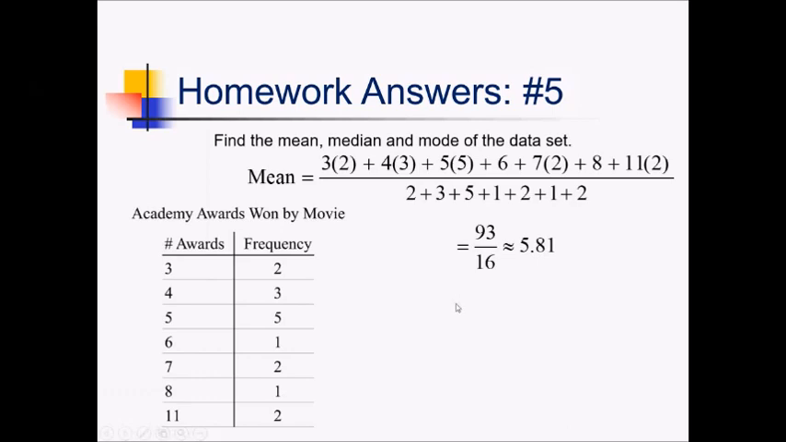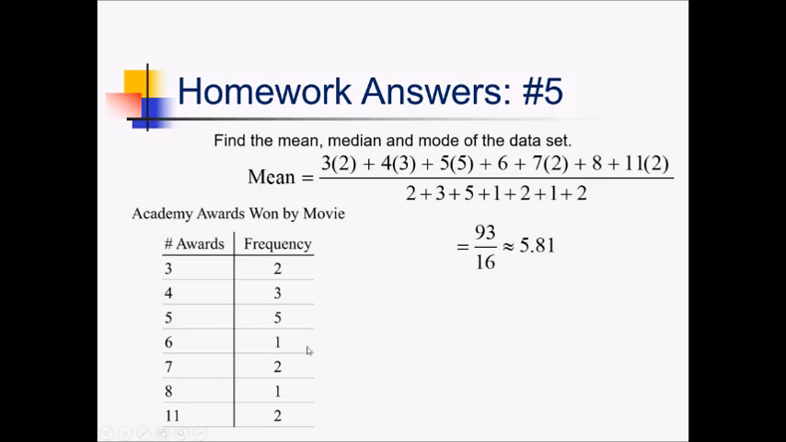Cool. Well, let's find the median. So for that, we have to find the middle number of awards won. If we were to take all these awards and write them in order, so like 3, 3, 4, 4, 4, 5, 5, 5, and so on and so forth.